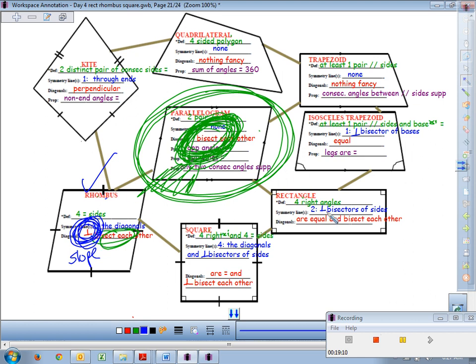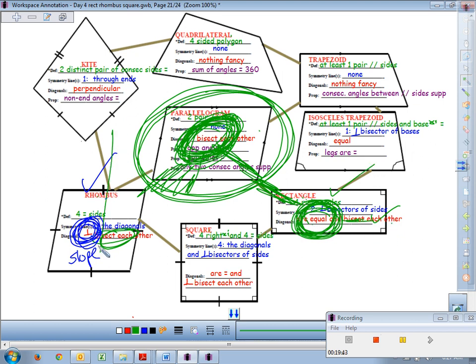But if it was a rectangle, remember, the rectangle says that the diagonals should be equal and bisect each other. So we already know that they bisect each other because it is a parallelogram. It's already happening. So taken care of, bisect each other. All we got to check for is to see if they are equal by doing the distance formula and seeing if they're the same length. So that would prove that it would be a rectangle if the diagonals were equal and bisect each other.